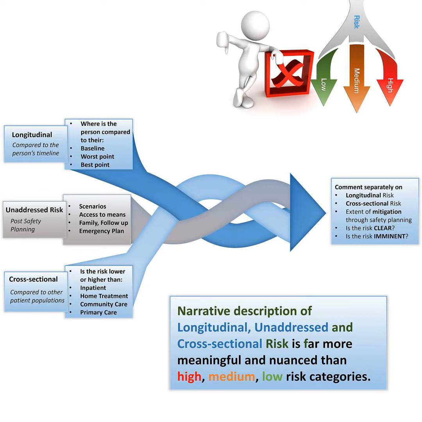It seems to me that longitudinal and unaddressed risk determines cross-sectional risk. That's correct. Given this is the person's current risk in comparison to defined groups of patients, the assessor is trying to establish where is treatment best delivered. They are drawing on their current knowledge of the different types of patients that are managed in different care settings.